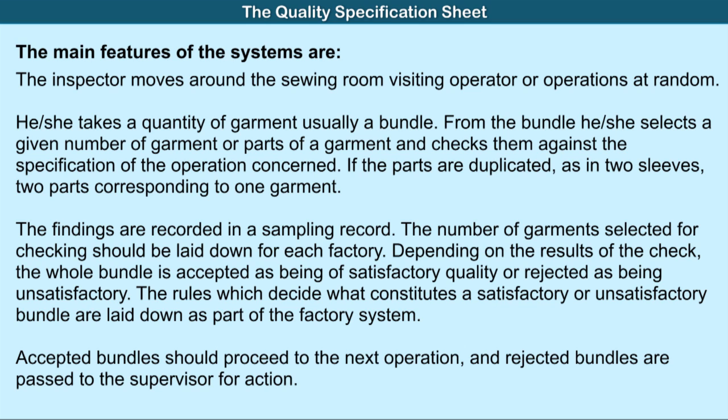The main features of the system are: the inspector moves around the sewing room, visiting operators or operations at random. He or she takes a quantity of garments, usually a bundle. From the bundle, he or she selects a given number of garments or parts of a garment and checks them against the specification of the operation concerned.